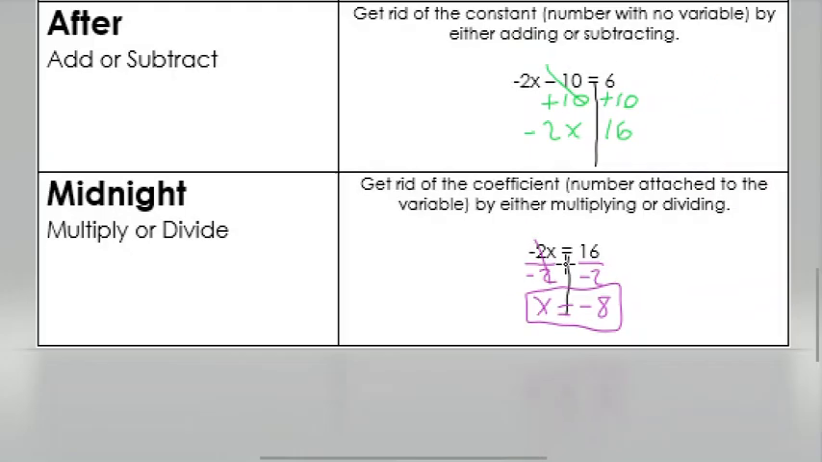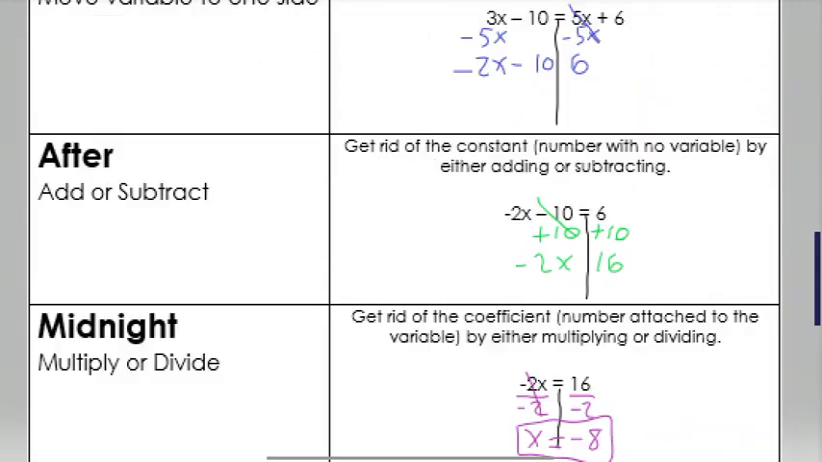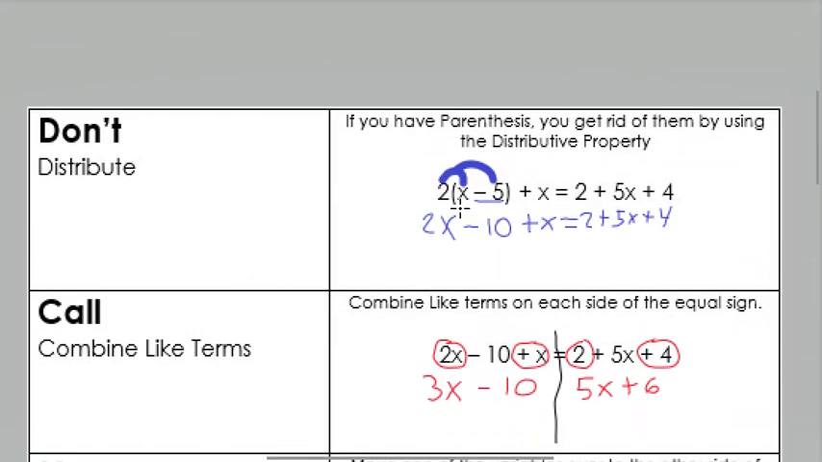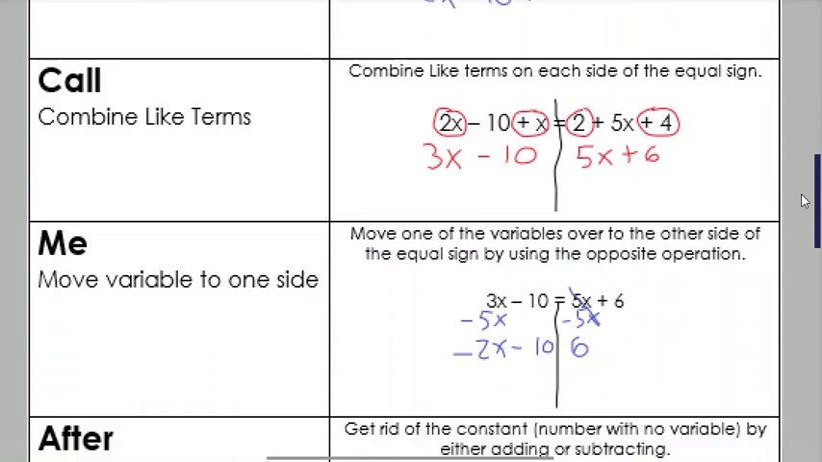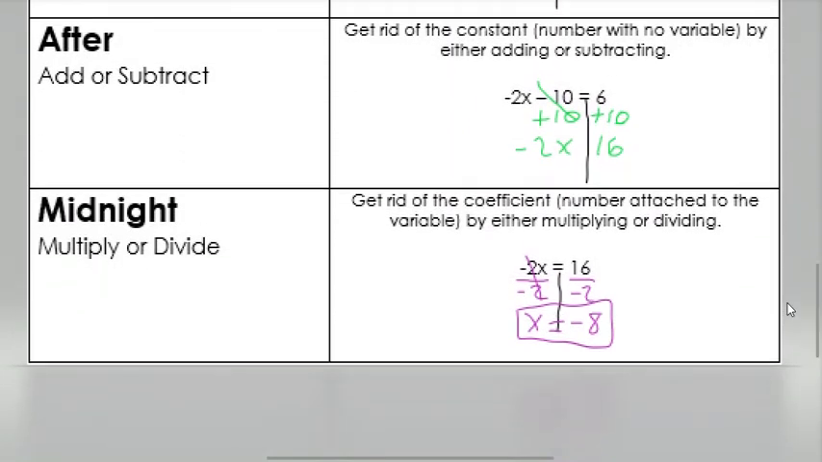So if you look up to our original starting equation, way up here, 2 times the difference of x and 5 plus x equals 2 plus 5x plus 4, we followed the don't call me after midnight steps, and we got x equals negative 8. So don't call me after midnight is a good mnemonic device to help you remember the steps in solving multi-step equations. Let's do another practice one.